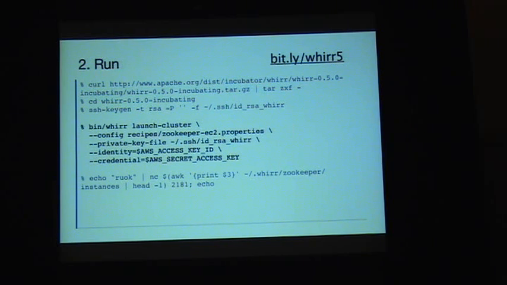Second step is to actually run the cluster. So we use the Whirr script, and we specify the launch cluster command. And this will launch a cluster which is specified in a configuration file, which we pass to the script using the config option. Whirr comes with a number of recipes. This is the ZooKeeper recipe, and we'll have a look at the contents of that file in a moment. We also need to tell it the private key that we just generated, and we also have to give it some cloud credentials so it can talk to the cloud and start up instances as it needs to.